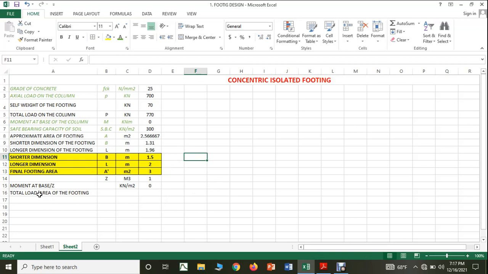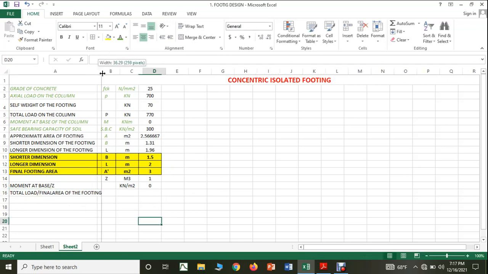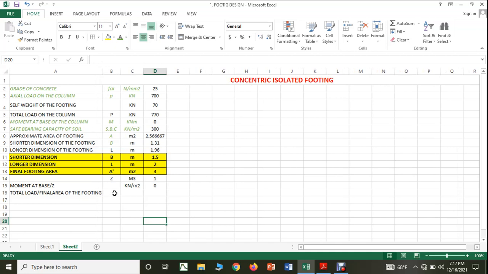So now I can write here, area means final area, right? That is also a part, no need to have that. Again it will be in kilonewton per meter square. Therefore it will be your total load on the column divided by my final area. So this will be this part.